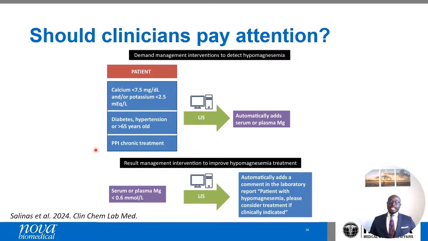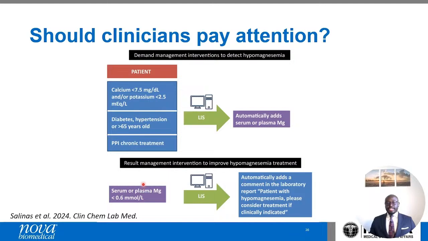And so what they did is the LIS prompted a question when any of these patients was seen in the ED. If the clinician did not request a magnesium test, the LIS would prompt the clinician and say, hey, this patient is at risk of having a low magnesium level. Would you consider testing for it? And more often than not, the clinician clicked yes, and the test was requested.